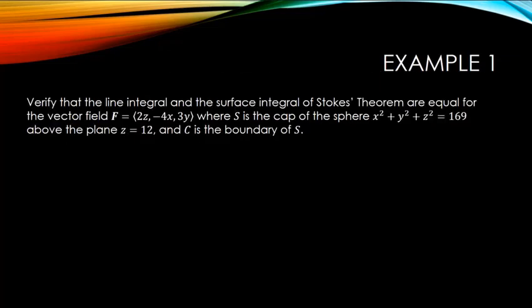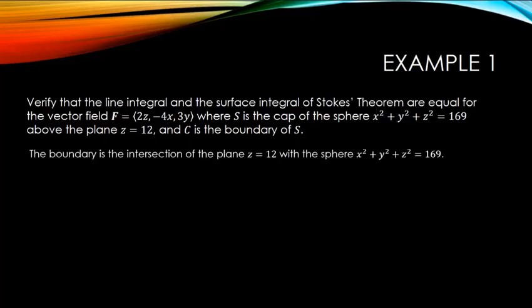Let's look at an example. I want to verify that the line integral and the surface integral of Stokes' theorem are equal for the vector field given by F equal to the vector with components 2z, negative 4x, and 3y, where S is the cap of a sphere with the equation x squared plus y squared plus z squared equal to 169, above the plane z equal to 12, and C is the boundary of S.